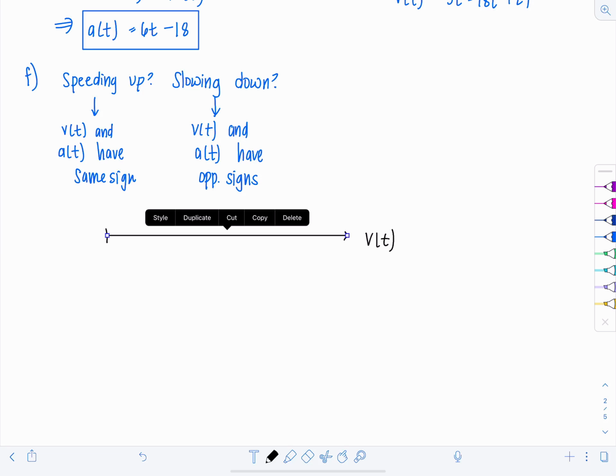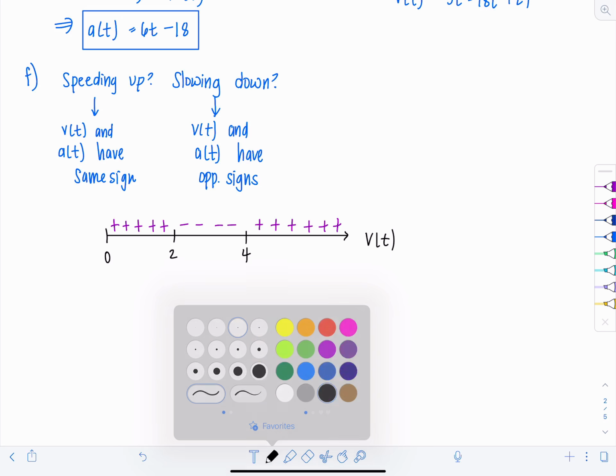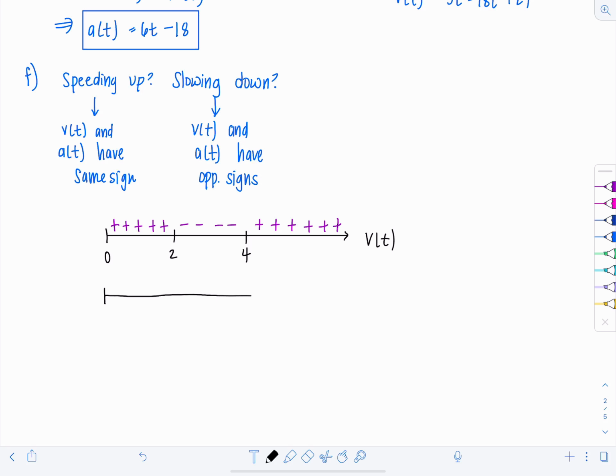We had the velocity function, remember, at 0, and then we had 2 and 4, and we listed the signs, right? So velocity was positive from 0 to 2, it was negative from 2 to 4, and then it was positive the rest of the way. So what you're going to do now is make another one for acceleration right underneath it. And you're going to list the zeros of the acceleration function on here.